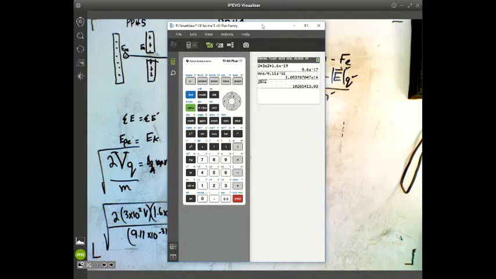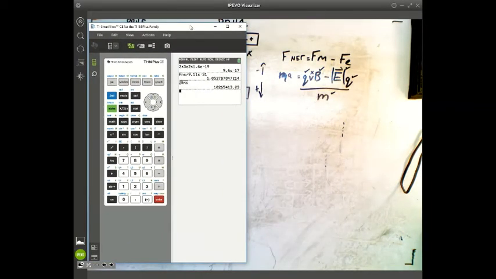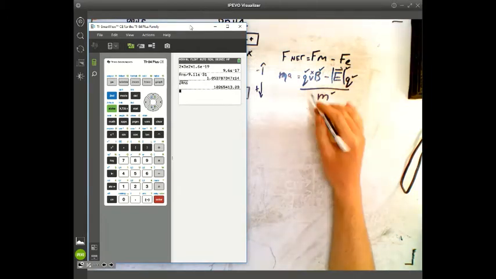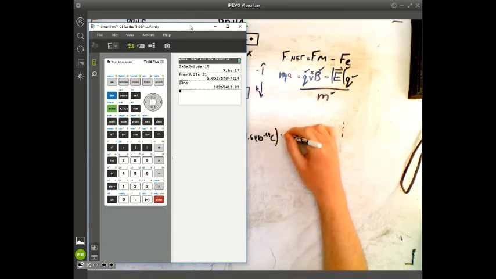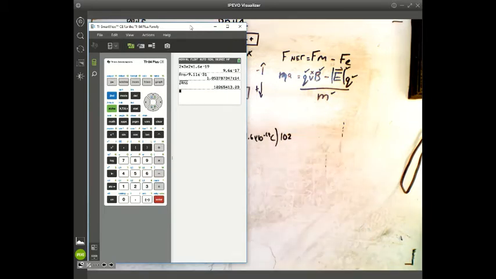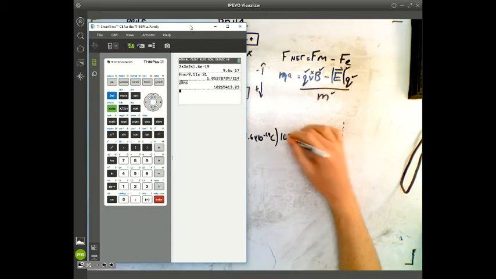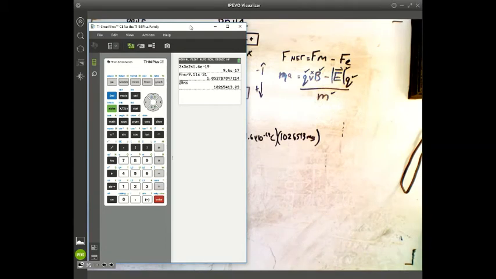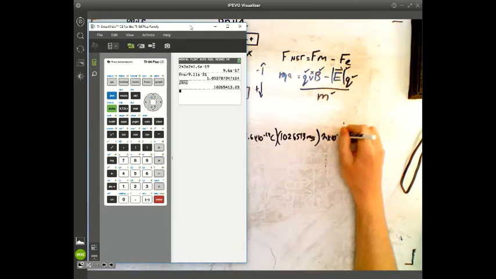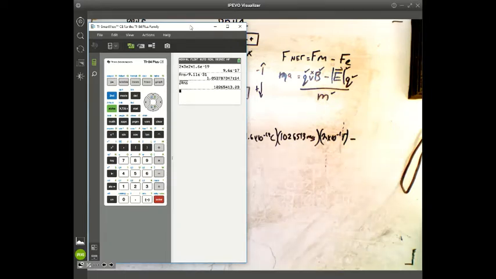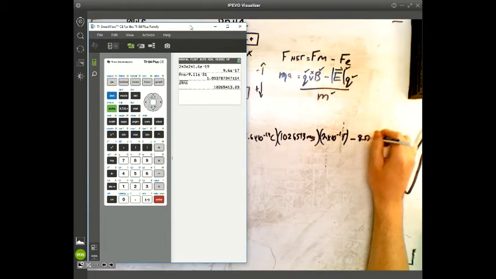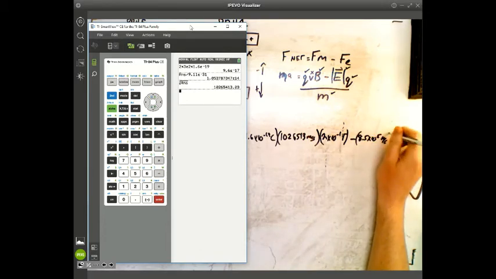Okay, so now I'm going to finish off the question by plugging in. Now that I have the speed, I can plug in all the rest. My charge, 1.6 times 10 to the negative 19 coulombs. My speed is 102.65413. I'm going to use my last answer, so that's fine. And then my magnetic field is 2 times 10 to the negative 1 Tesla. And I'm going to subtract my electric field, which is 8.5 times 10 to the 5 Newton per Coulomb.